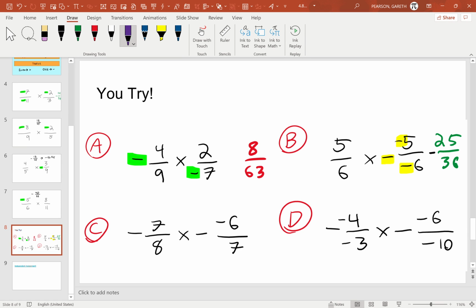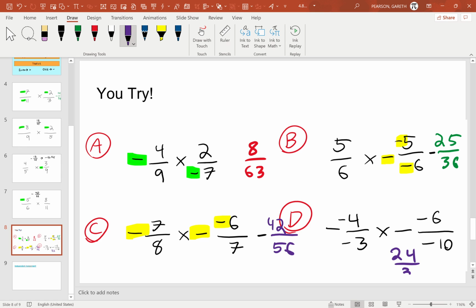On to the next one. So for C, 7 times 6 is 42. And then 8 times 7 is 56. Great. Now I count the negative signs. I have 1, 2, 3. 3 is an odd number, so my answer is negative. Negative 42 over 56.